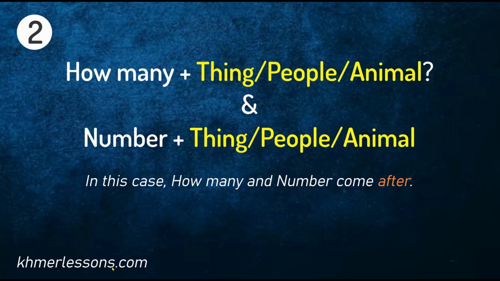And point number 2, you use how many and number before thing. Thing means in general thing or stuff, people and animal. So when you use how many plus thing, people or animal, in Khmer you use how many and number after those words. Now let's see an example.